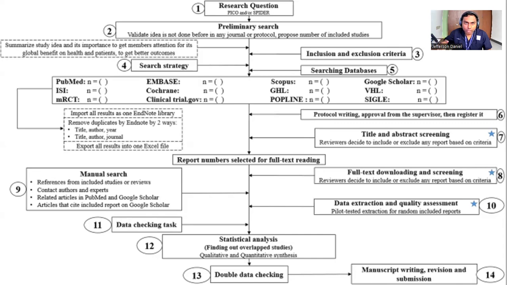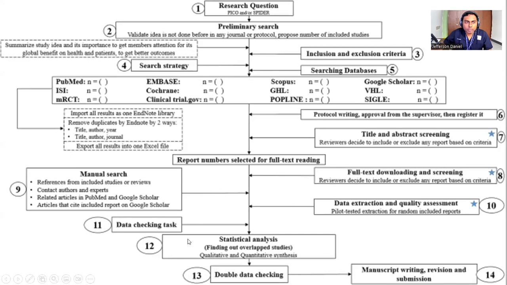Each and every article you screen, you have to justify why you include it and why you do not. It has to be very detailed. Then you have to manually search the references of the included articles to see if there are some more studies. You have to be as elaborate as possible, not missing out any articles.